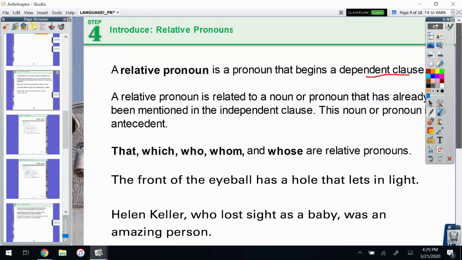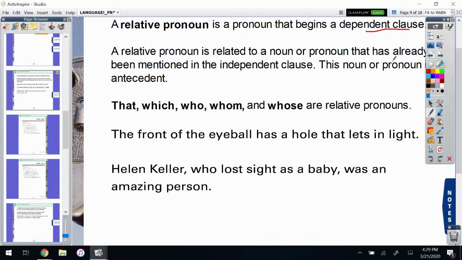Let's look at these sentences. The front of the eyeball has a hole that lets in light. Let's identify the independent clause in this sentence. The front of the eyeball has a hole that lets in light. Let's underline this independent clause here. Who or what is the sentence talking about? We're talking about the front of the eyeball. And what does it do? It has a hole. That's our independent clause.